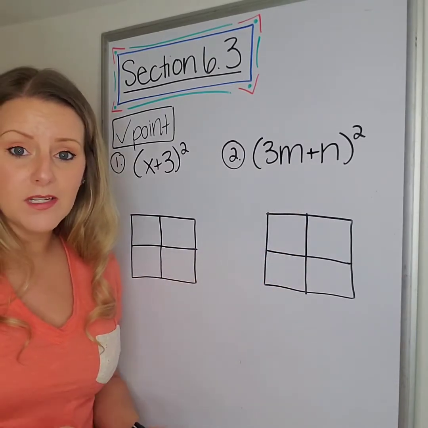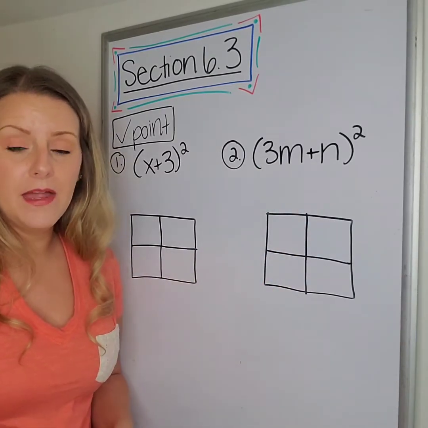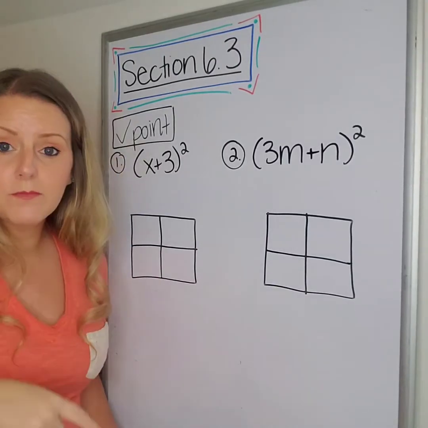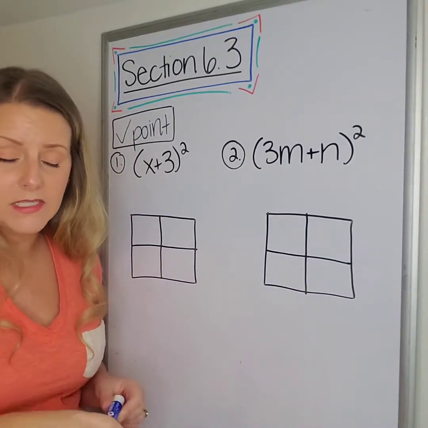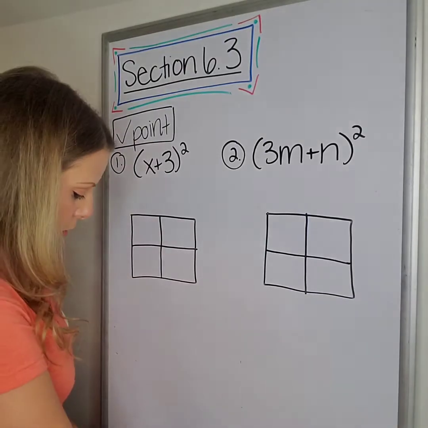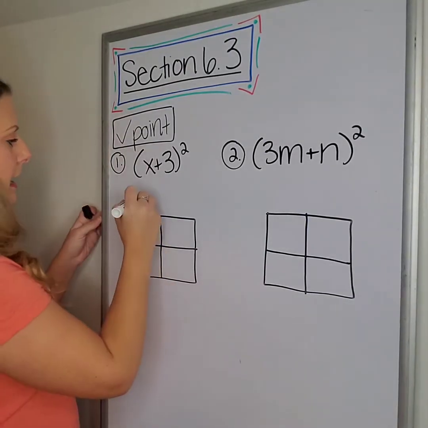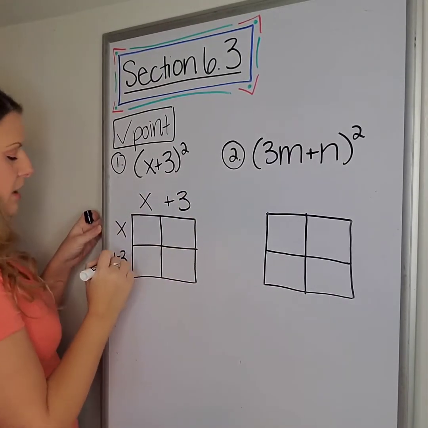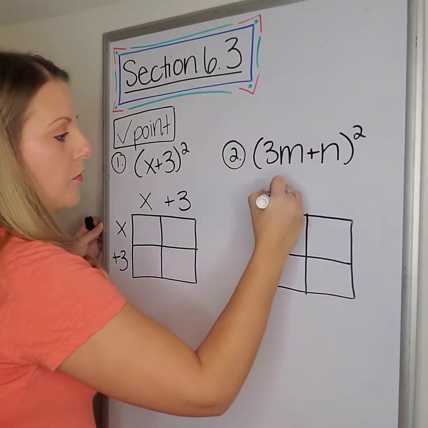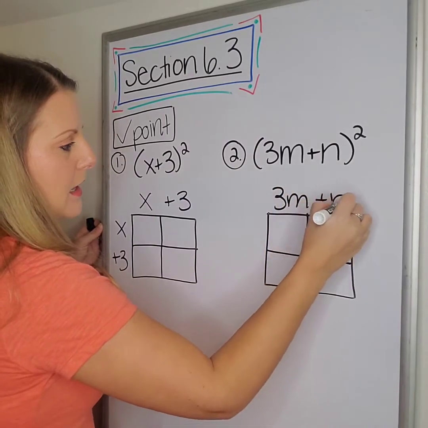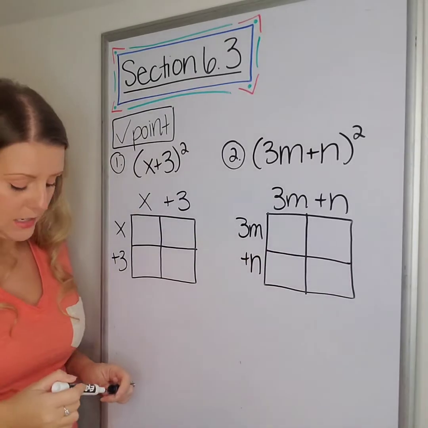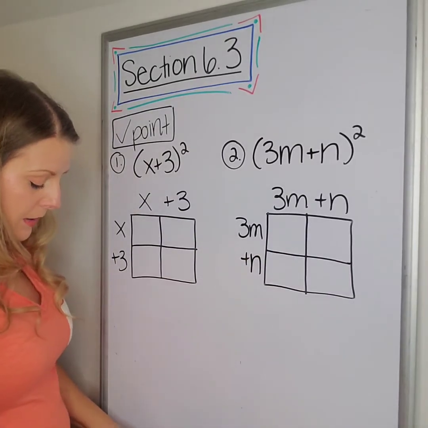So go ahead and pause it, try these on your own. And then if you're still stuck, kind of follow along. If you try it on your own, just pause it, come back and see how we've done it. So you're going to put x plus 3 and x plus 3 twice, okay? Or 3m plus n and 3m plus n, okay? Depending on your problem. Now we're going to fill in the boxes.